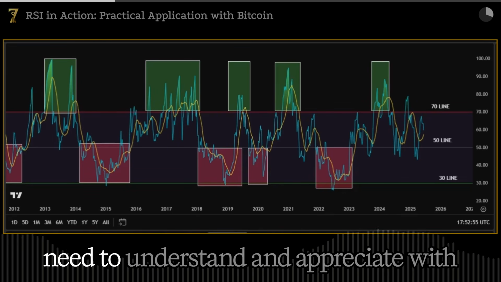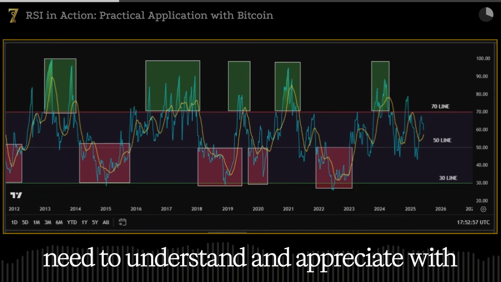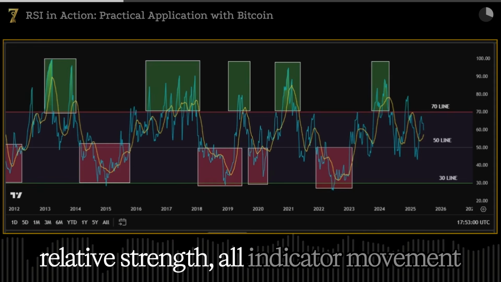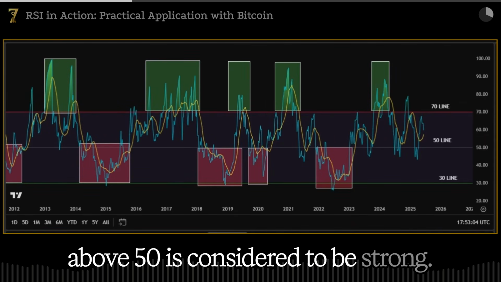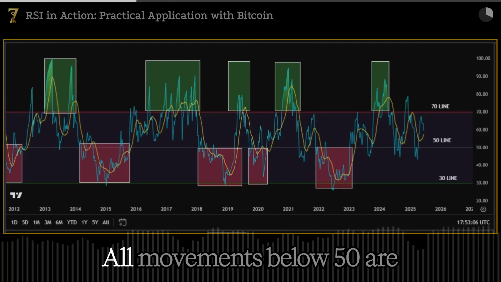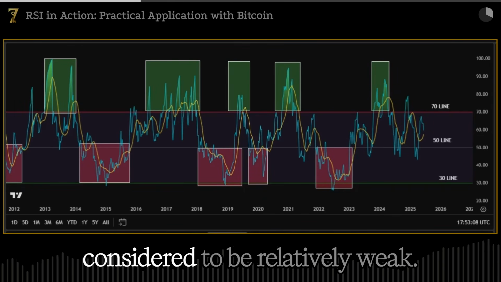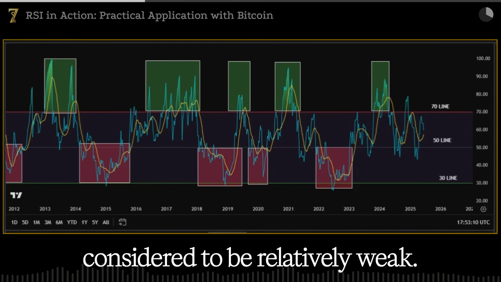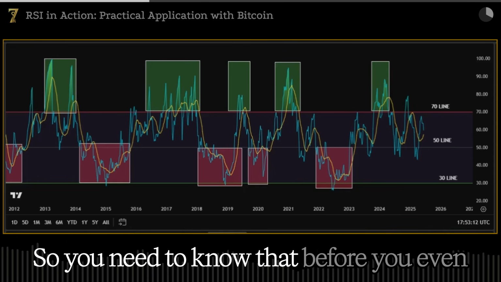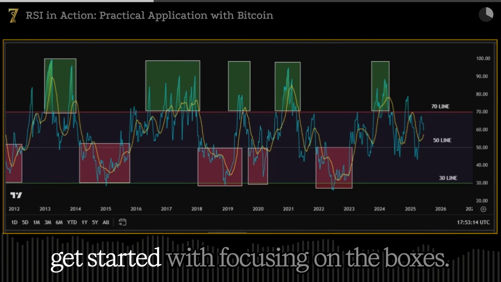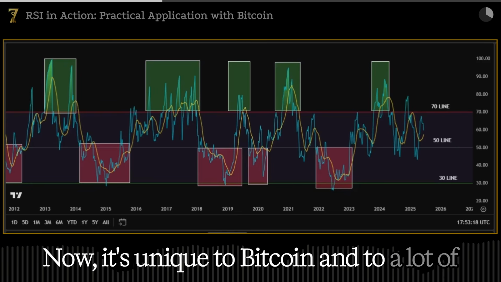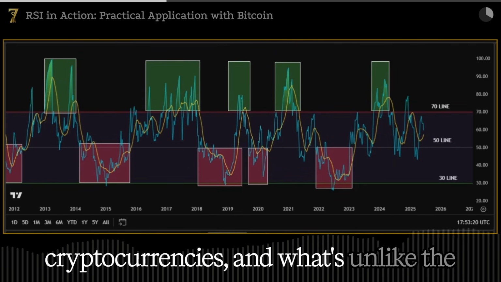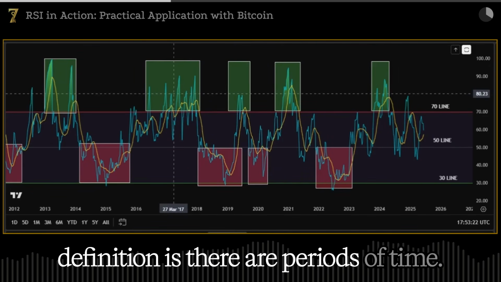But what you need to understand and appreciate with relative strength is that all indicator movement above 50 is considered to be strong. All movements below 50 are considered to be relatively weak. So you need to know that before you even get started with focusing on the boxes. Now, it's unique to Bitcoin and to a lot of cryptocurrencies. And what's unlike the definition is there are periods of time.